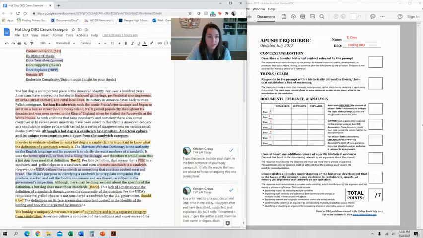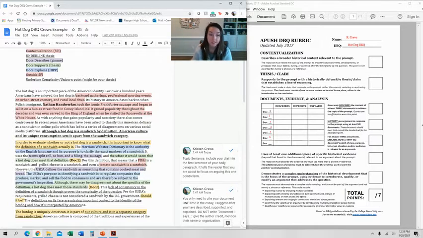So I start, the hot dog is an important piece of the American identity. For over 100 years, Americans have enjoyed the hot dog at backyard gatherings, professional sporting events, on urban street corners, and rural local dives. That provides context for the history of the hot dog, right? More specifically, I say, history dates back to when Polish immigrant Nathan Handwerker, and that's SFI, it's not mentioned in any of the documents, took the iconic Frankfurter sausage and began to sell it on abundant street food in Coney Island. It gained popularity throughout the decades and was even served to the King of England when he visited the Roosevelts at the White House.